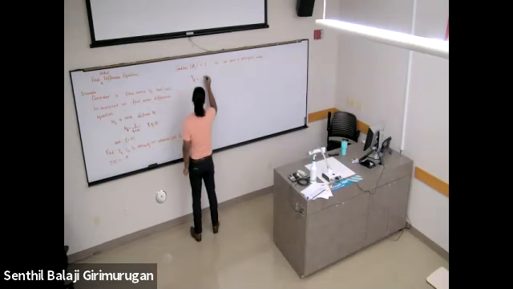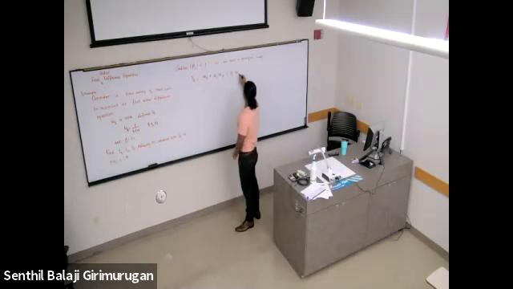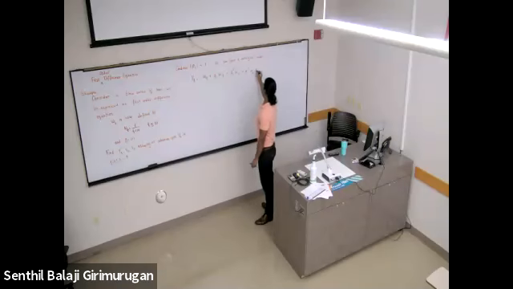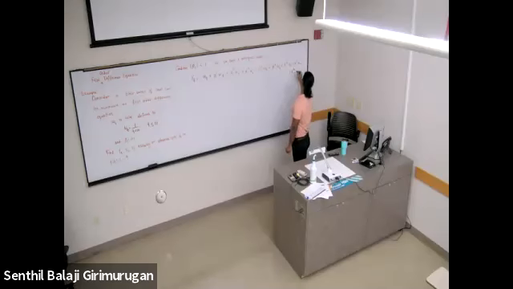Y sub 9 simply means W9 plus phi 1 W8, plus phi 1 squared W7, phi 1 cubed W6, phi 1 raised 4 W5, phi 1 raised 5 W4, phi 1 raised 6 W3, phi 1 raised 7 W2, phi 1 raised 8 W1, phi 1 raised 9 W0.